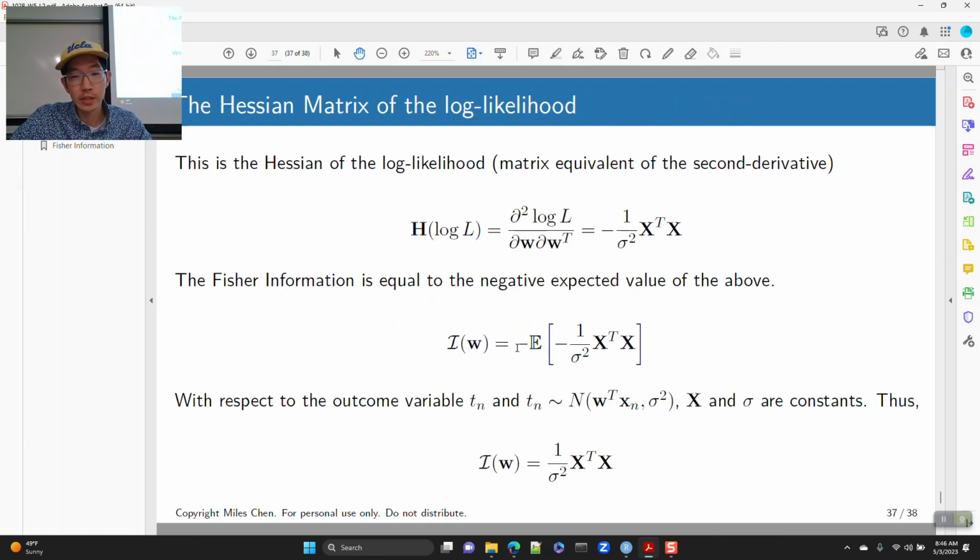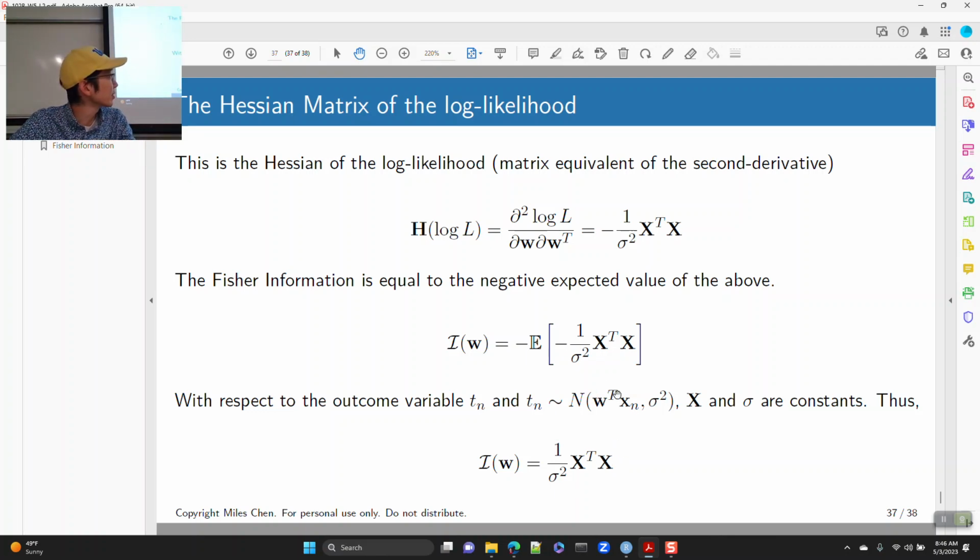Okay, and so with respect to this outcome variable, there's actually no t sub n's here. So we just say, all right, all these things are just constants. So the negative expected value of this thing just ends up being 1 over sigma squared X transpose X.